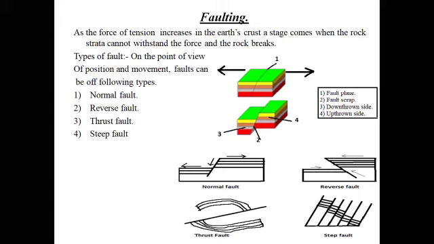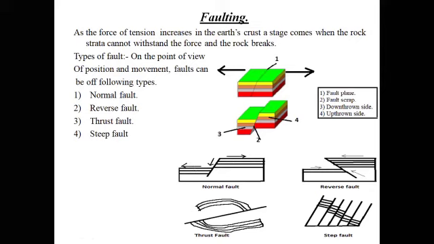Now there are different types of faults. From the point of view of position and movement, faults can be of the following types: normal fault, reverse fault, thrust fault, and steep fault. First of all, let us see normal fault. In a normal fault, the blocks on either side of the plane move in opposite directions because the force of tension acts in opposite directions. Now you can see here this block, what is happening here? Due to the force of tension, they are moving away from each other. Through the arrow you can see they are moving away from each other.